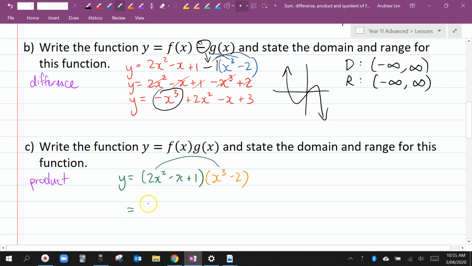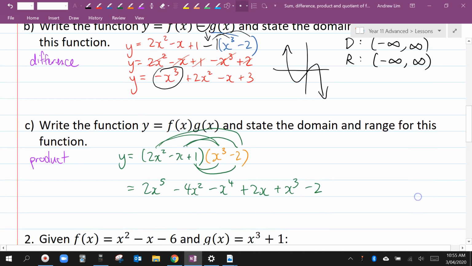2x squared times x cubed is 2x to the power 5. 2x squared times minus 2 is minus 4x squared. Minus x times x cubed is minus x to the 4. Minus x times minus 2 is positive 2x. 1 times x cubed is x cubed. 1 times minus 2 is minus 2.